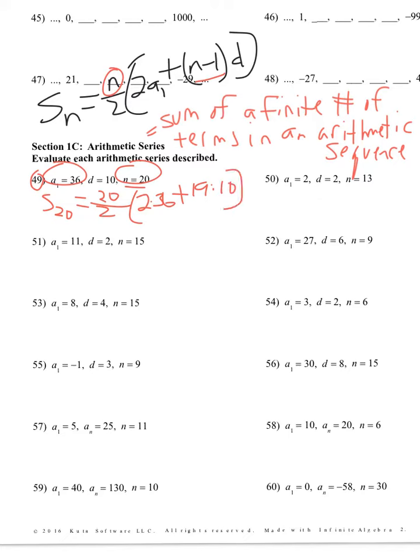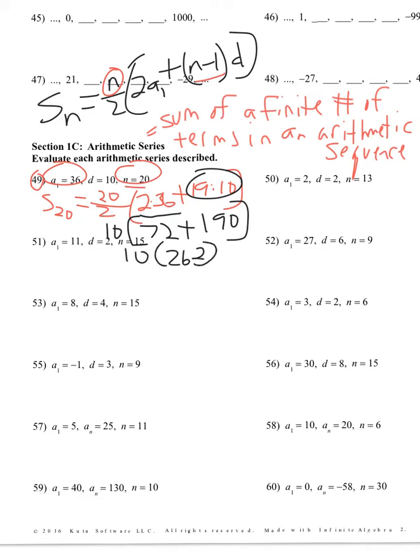Okay, so let's use order of operations here. We can actually do what's out in front here. We're going to do 10, and then inside here I'm going to do 2 times 36, which is 72. I'm going to do 19 times 10, which is 190. So now I have to do what's in my brackets or my parentheses. I need to add 72 and 190, which is 262 inside square brackets, multiplied by 10. And that's what S20 is equal to.